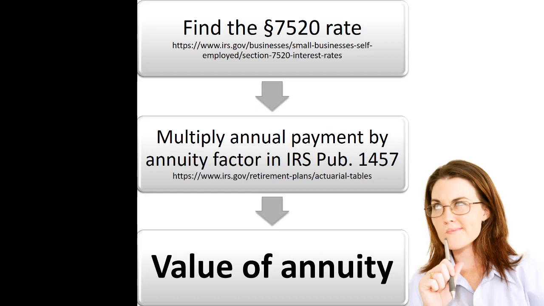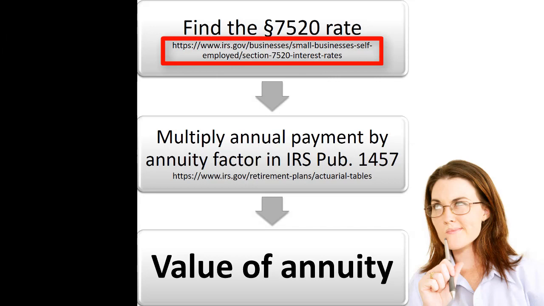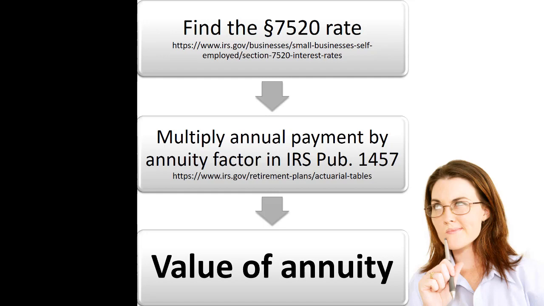The first step in valuing an annuity is to determine the appropriate interest rate. For purposes of calculating the deduction for a charitable gift annuity, the relevant interest rate is referred to as the Section 7520 rate. This rate is published on the IRS website. It is also published on a variety of other planned giving websites.